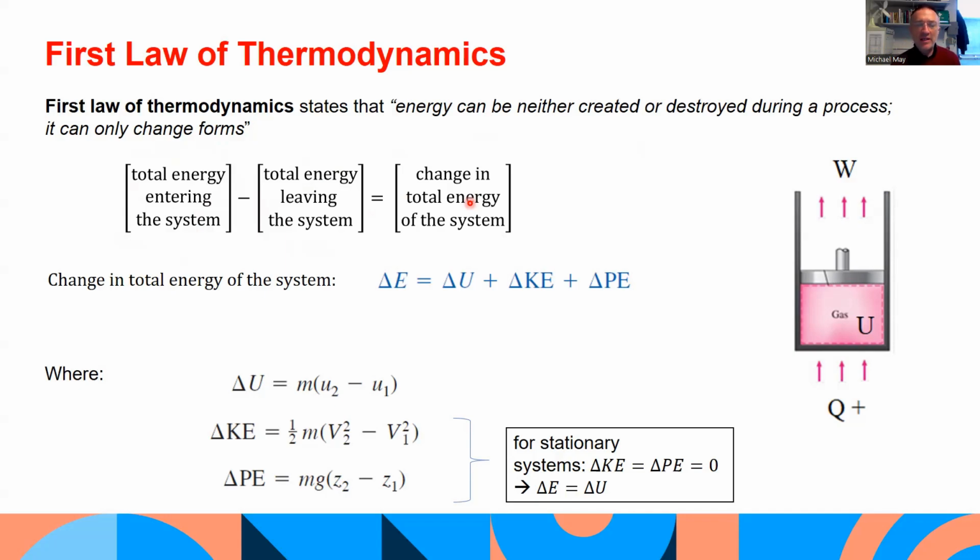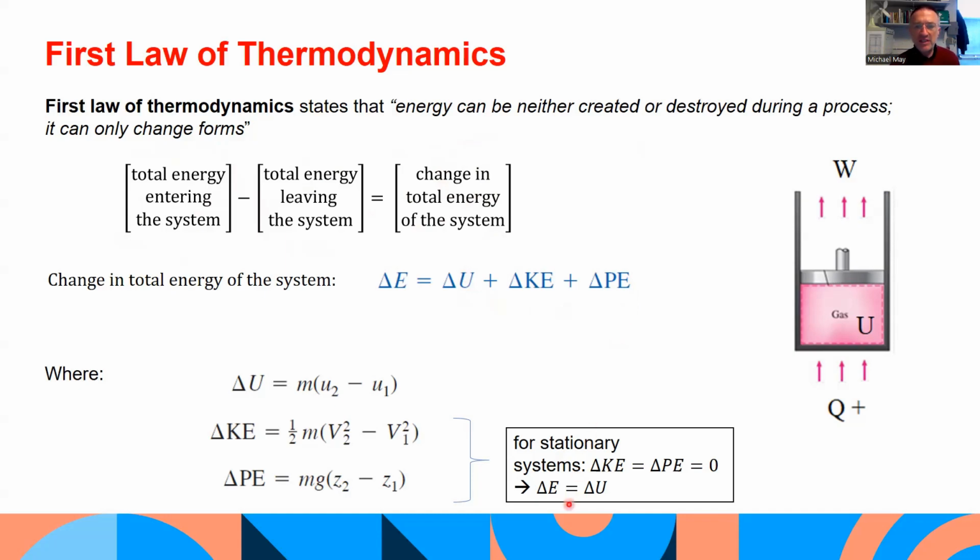If we look at the right-hand side of that equation, the change in the energy of the system, that can occur three ways. It can occur in the change of internal energy, the change in kinetic energy, or the change in potential energy.